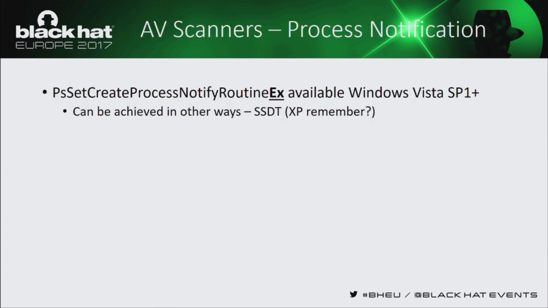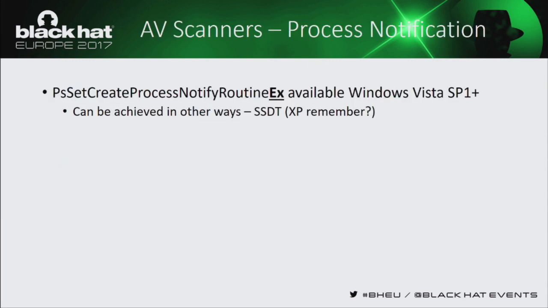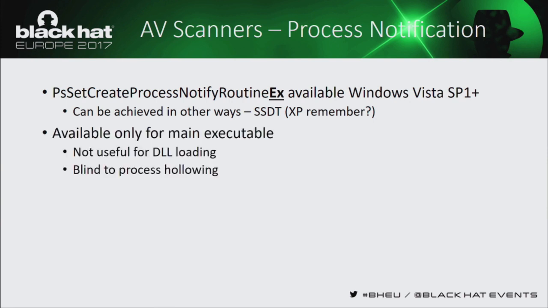It's important to know that this specific operation is not performed as part of a file operation. So any subsequent changes, like mappings using files, will be invisible to this callback. So it's only useful for the main executable, because it's in its blocking version. This function is available only for the main executable. It cannot be used for dynamic link libraries, and it's not available on older Windows as well. And as I said, it's blind to the subsequent changes to the process using files.